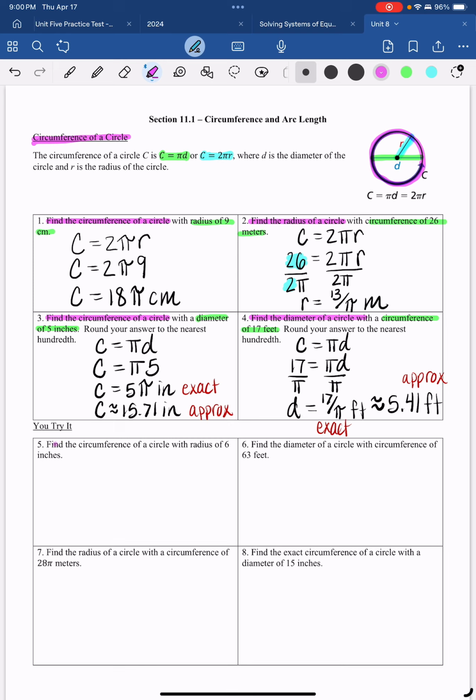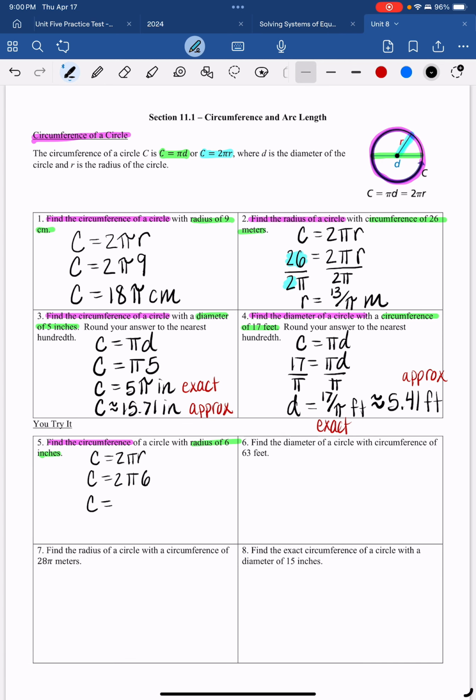In number 5, we had to find the circumference of a circle that has a radius of 6 inches. So what we're going to do is use our formula that has radius. We're going to use circumference equals 2 pi r. The radius is 6 inches, so we're going to substitute 6 for r. And then we're going to multiply the 2 times the 6 to get 12. So the circumference is 12 pi. And then for units, we use inches, just like the radius.